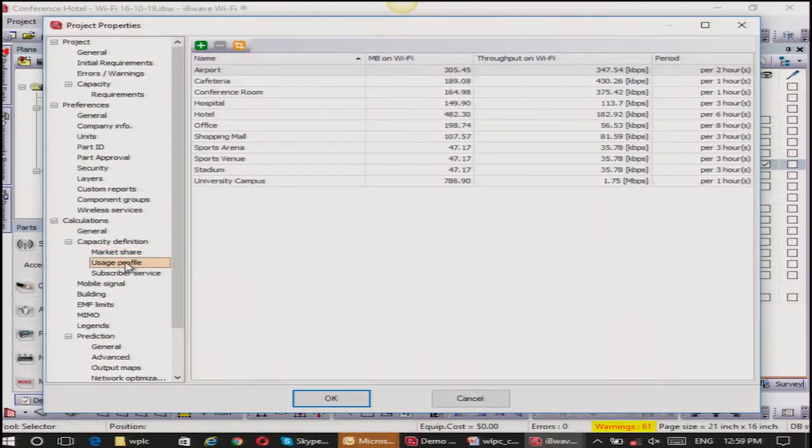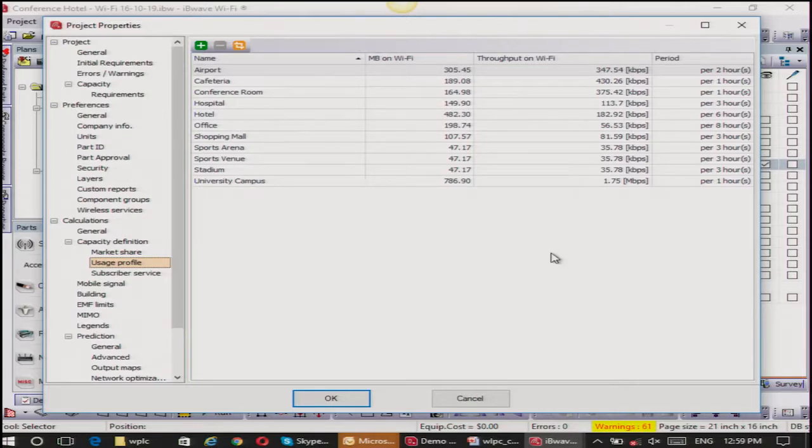For the usage profile, this is what I was telling you earlier. For each venue, we have defined a typical usage, and this is defined in increments of an hour. For some, it is per 1 hour for a cafeteria and a conference room. And then for some others, like office, we have 8 hours, because that's the workday. So you have to realize that what you have here is a size of files that are being transferred by a typical user over a certain period of time. So your throughput here is really a throughput that is defined over that period of time.